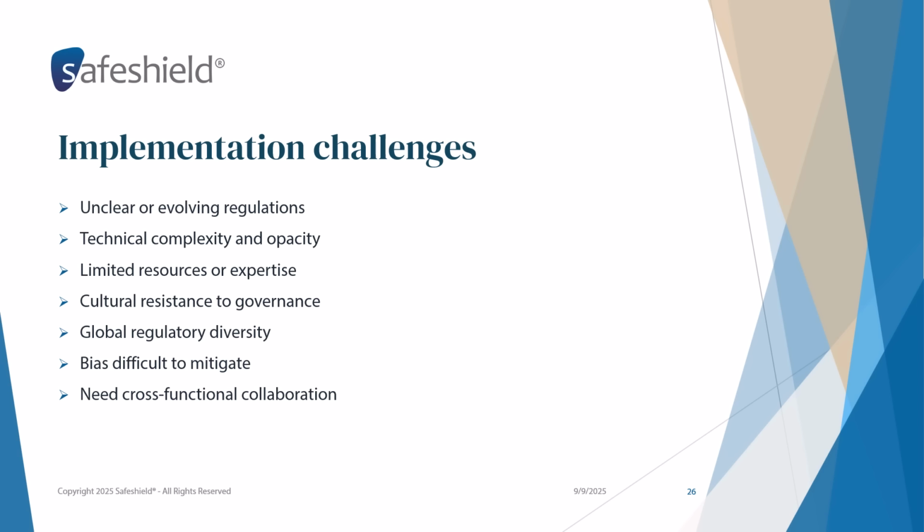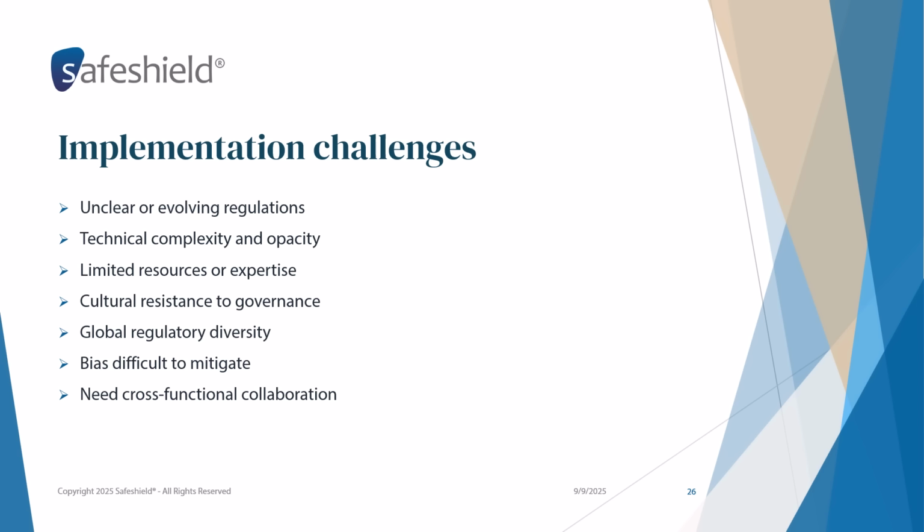Cultural resistance can pose barriers, as teams may view governance as slowing innovation. Bias and fairness remain difficult to measure and mitigate, especially in complex models. Additionally, global diversity in regulations means multinational organizations must adapt to multiple frameworks simultaneously. Governance also requires cross-functional collaboration, which can be challenging in organizations with siloed structures.